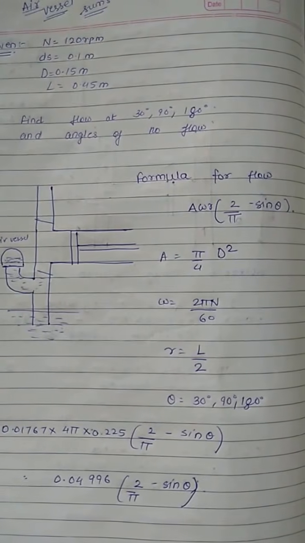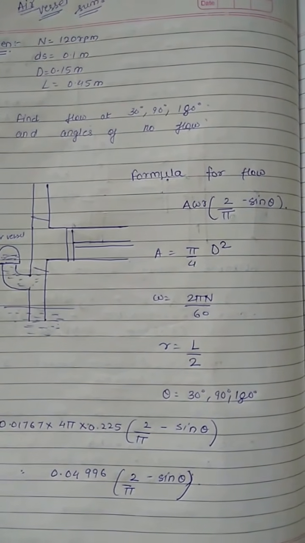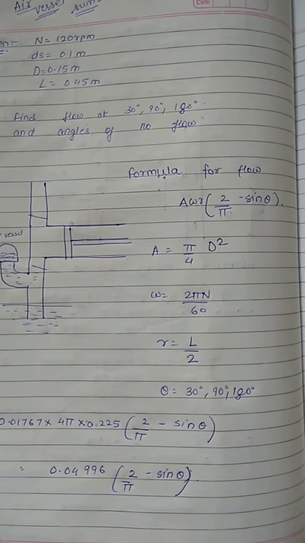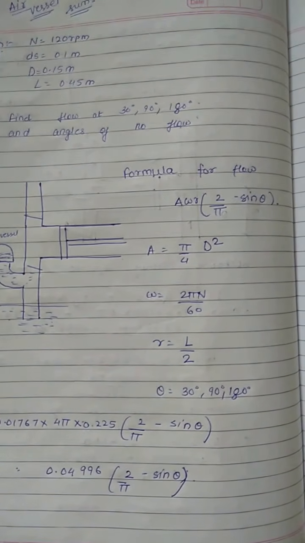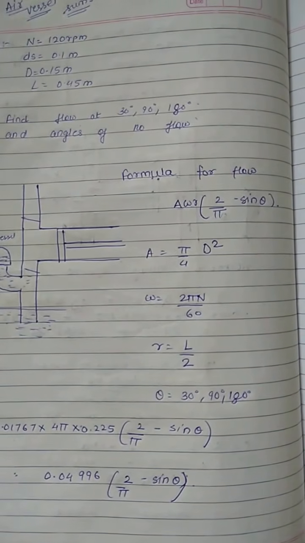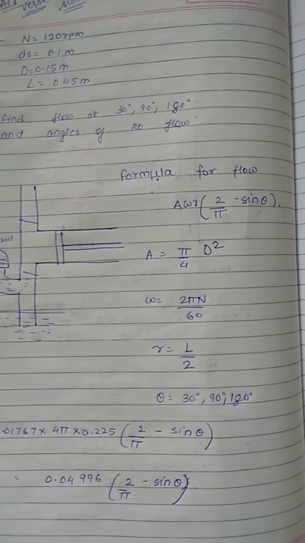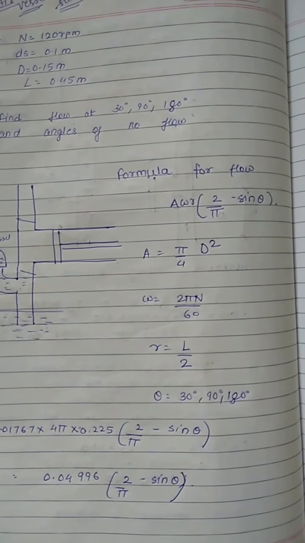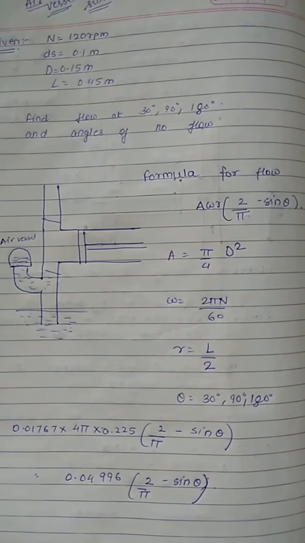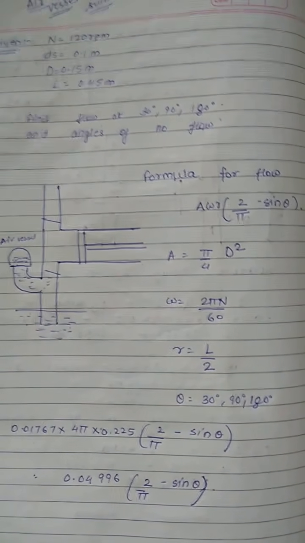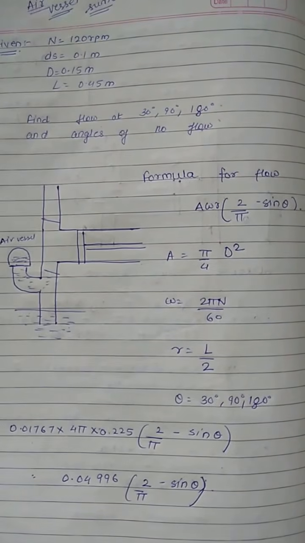We have been given the speed of the pump, the diameter of the suction pipe, main cylinder diameter and the stroke. We find out capital A as pi by 4 capital D square, omega and r, theta is given, and we substitute all the values in the equation and we get a generalized form of 0.04996 bracket 2 upon pi minus sine theta. Let's keep theta unknown for the time being so that later we can substitute all the values and get the answers easily rather than complicating the equations.